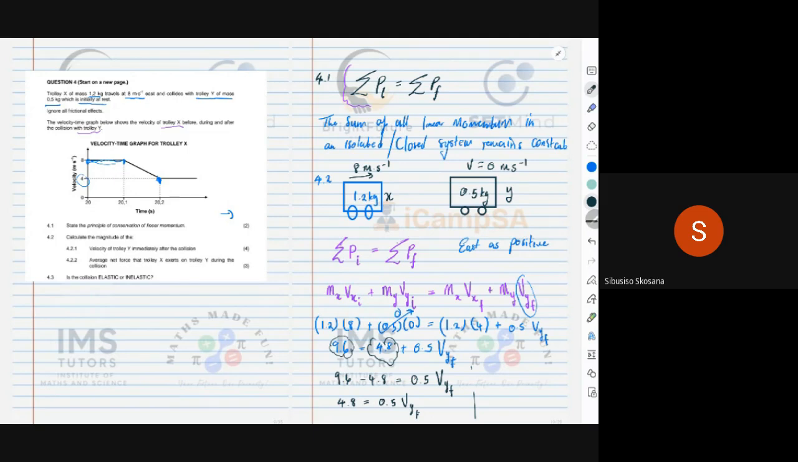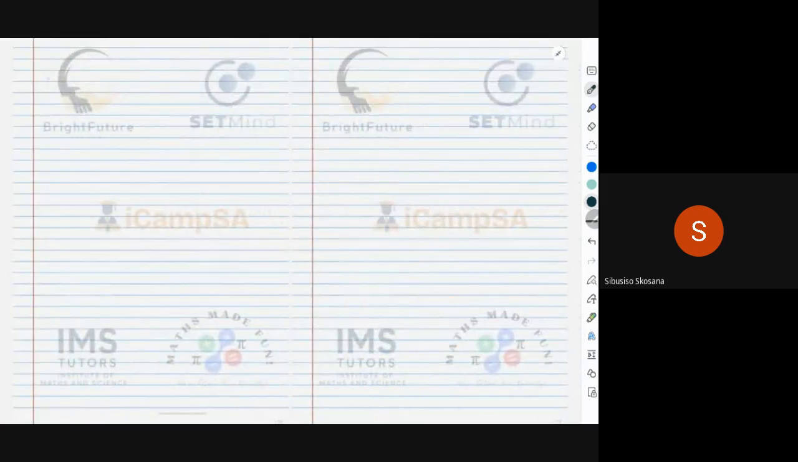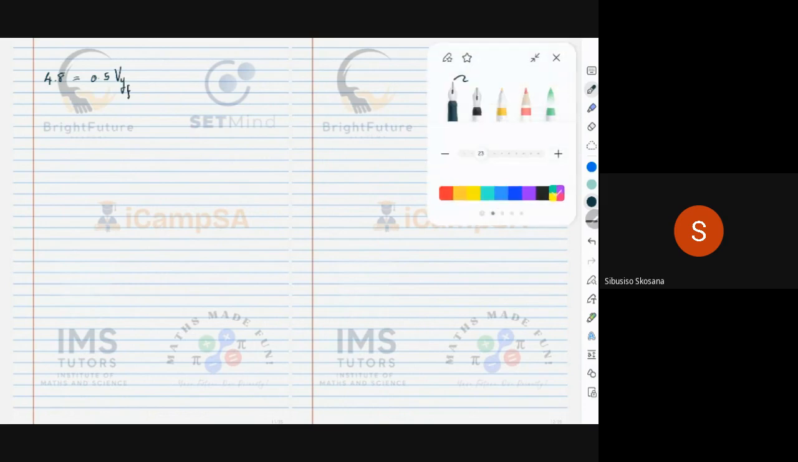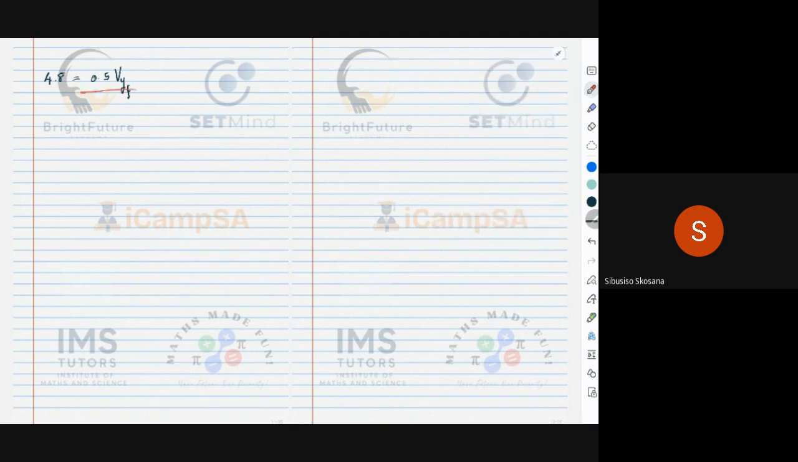So you're going to divide both sides. Let me just move it to this side. So you're going to have 4.8 equals 0.5 vf. You divide both sides. So this is 0.5, the 0.5 goes away. vf now is the 9.6 again, meters per second.